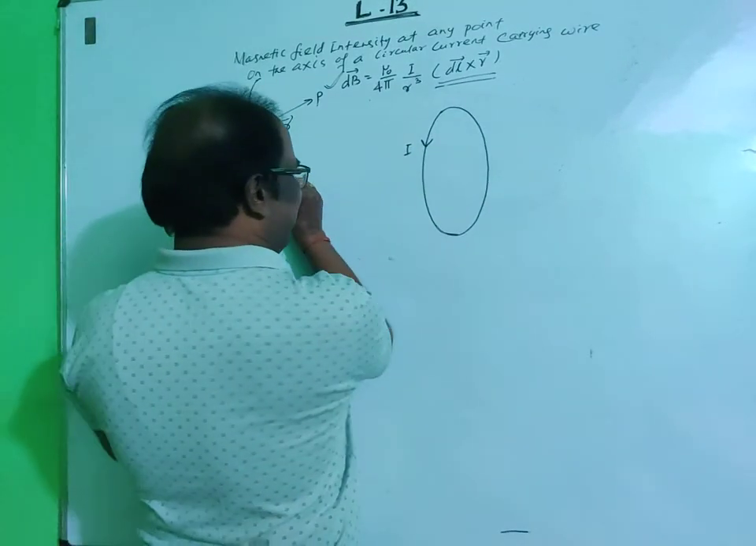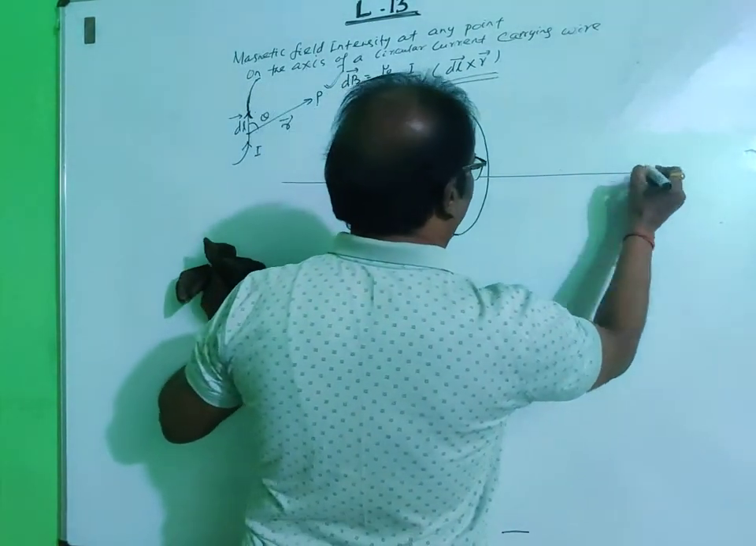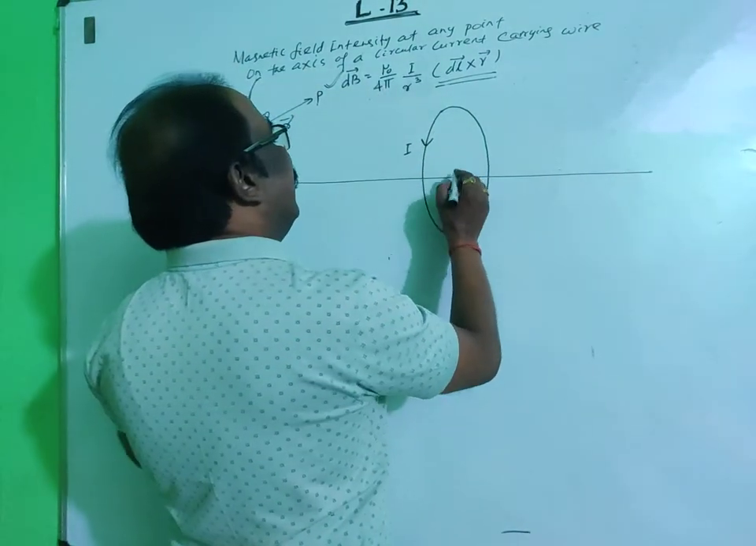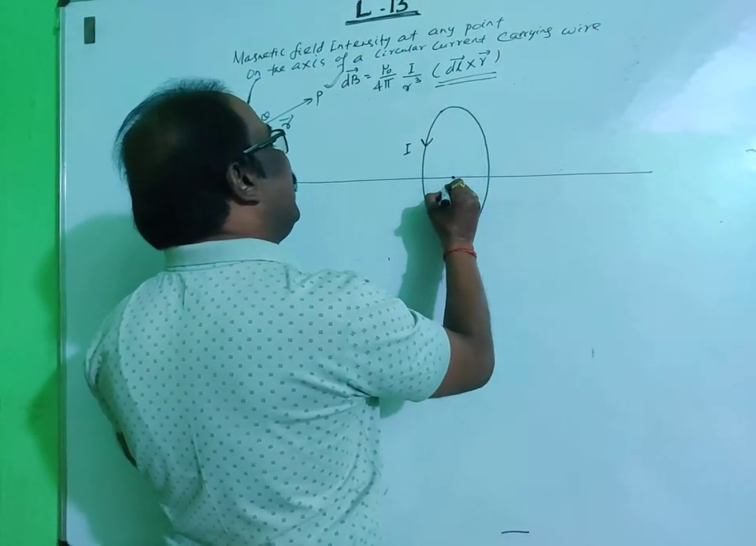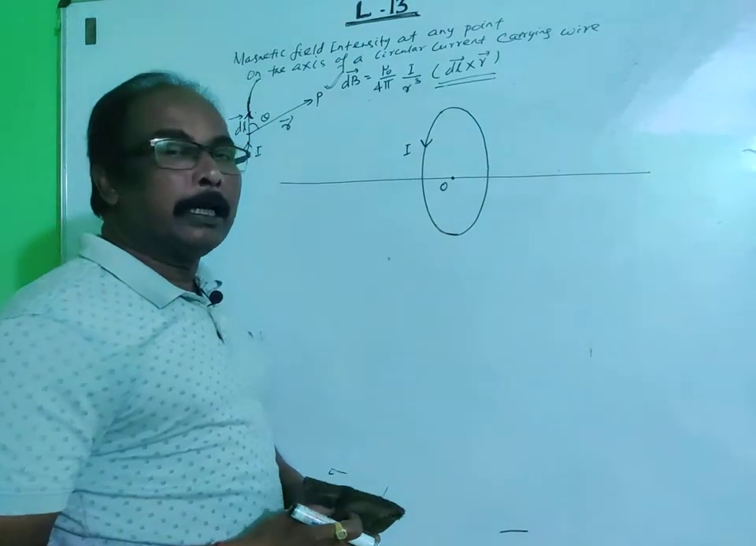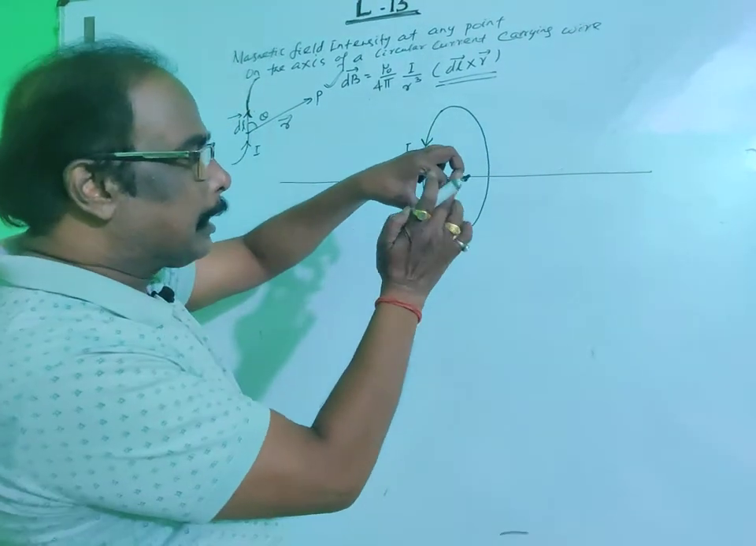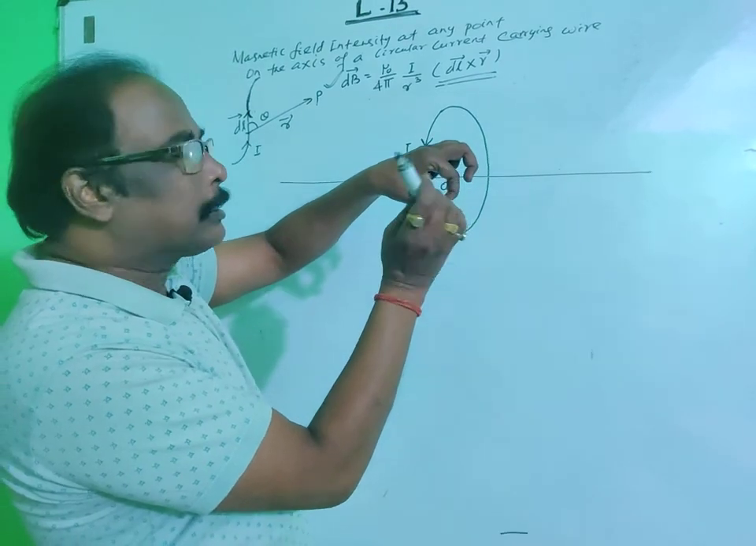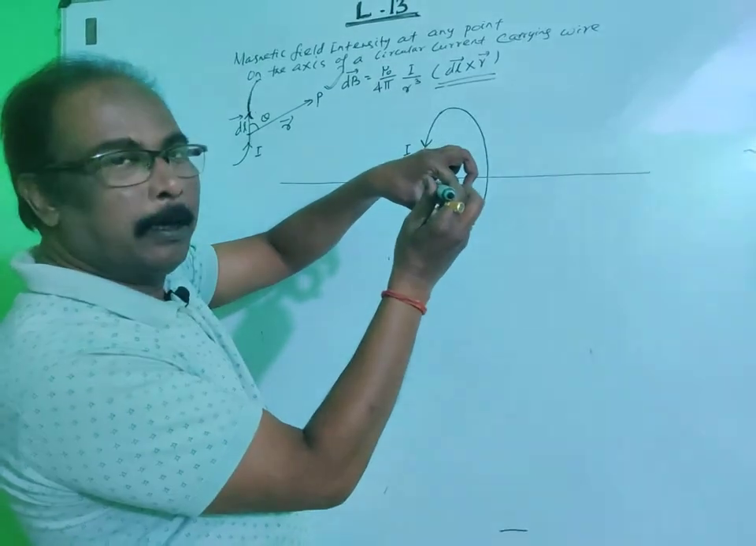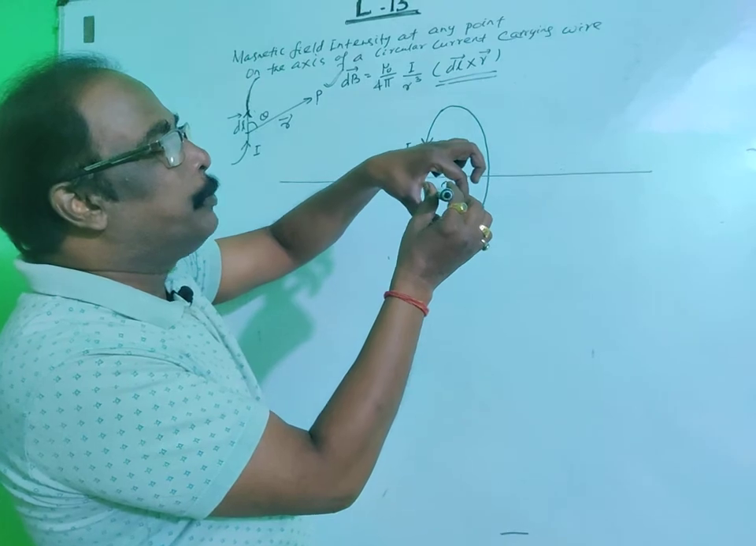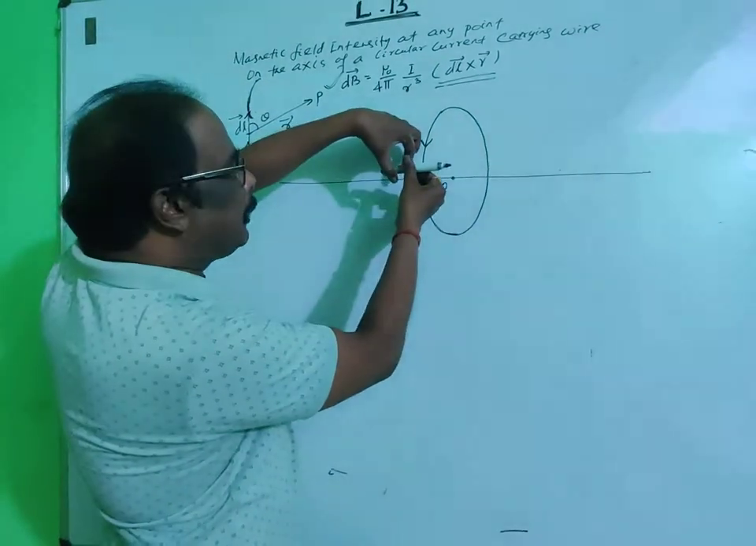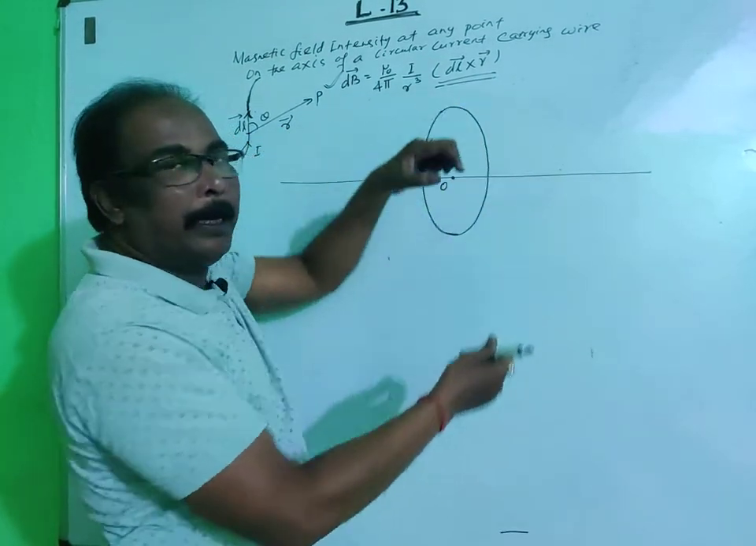This is the axis of the coil. Axis means a straight line passing through the center of the circle and perpendicular to the plane. If this is the circle, then this is the axis. The axis is perpendicular to the plane of the circle and passes through the center.